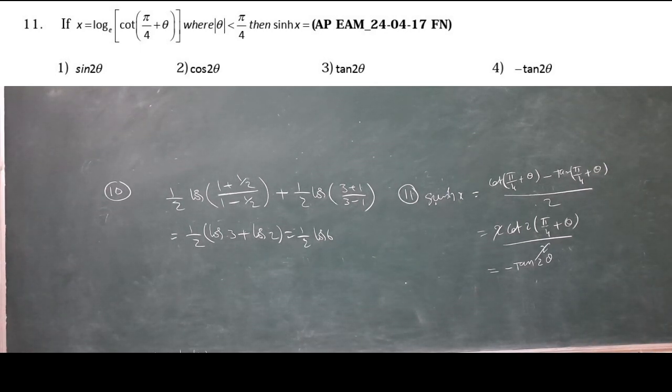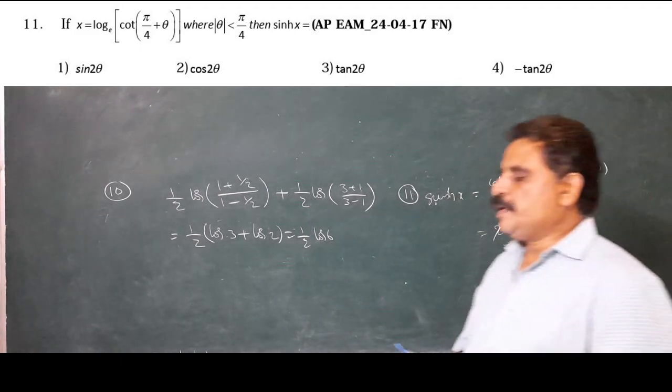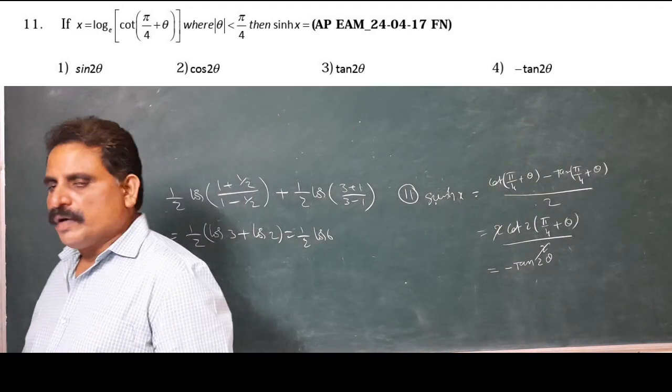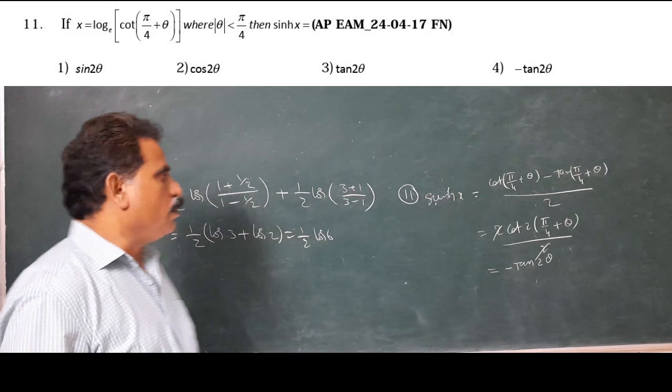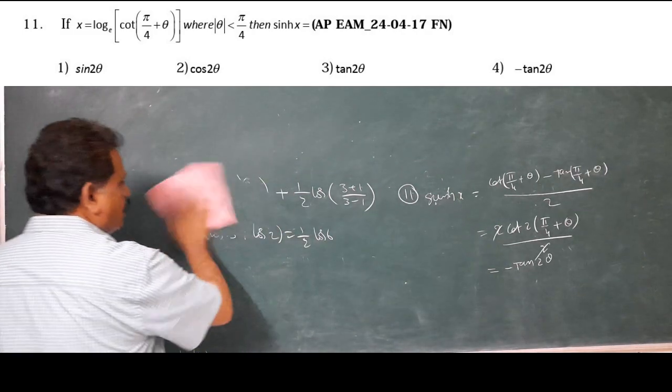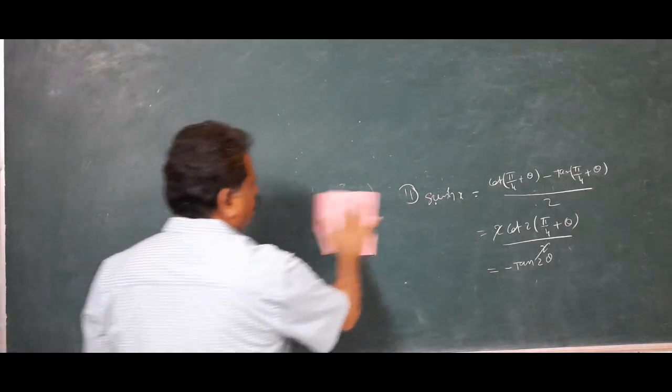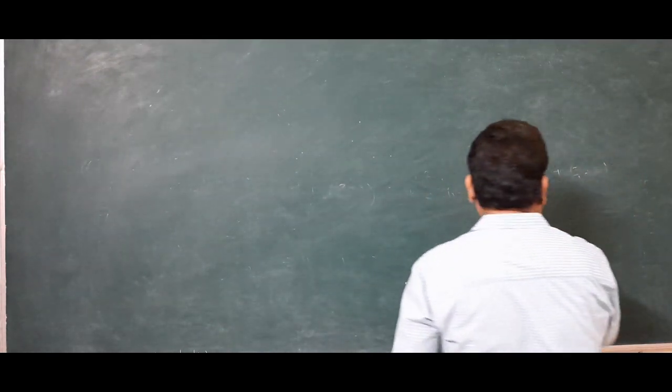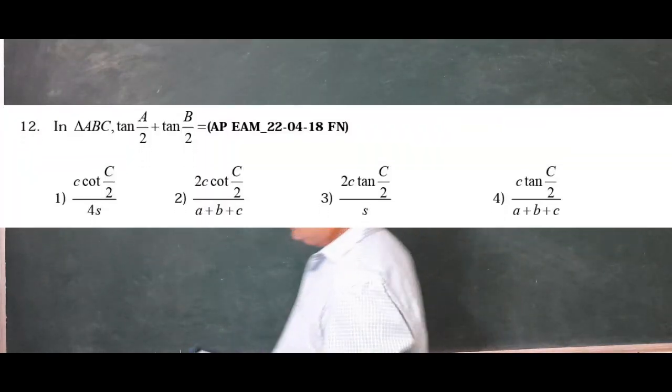Next, question number 12. We can easily solve that question. Tan A by 2 plus tan B by 2. For tan A by 2, we have a half angle formula in properties of triangles. That we discussed in properties of triangle. I made a video on properties of triangle. Observe that.